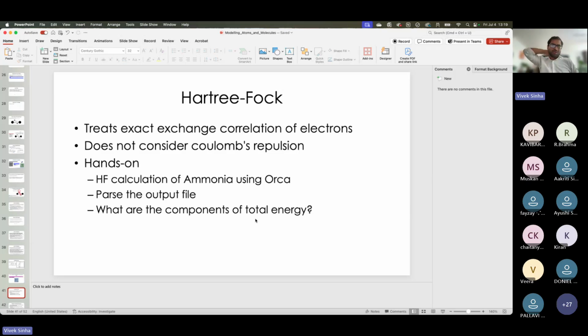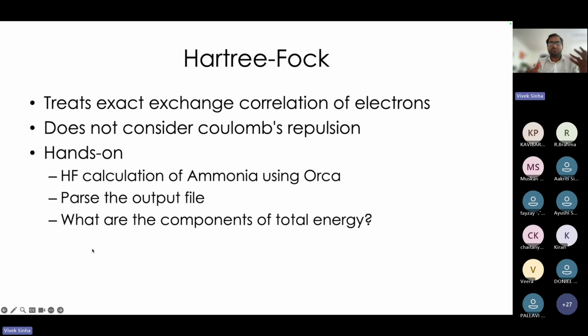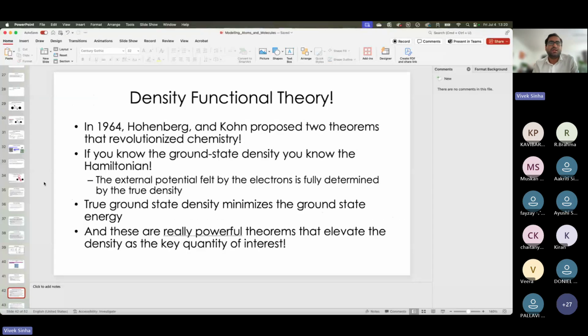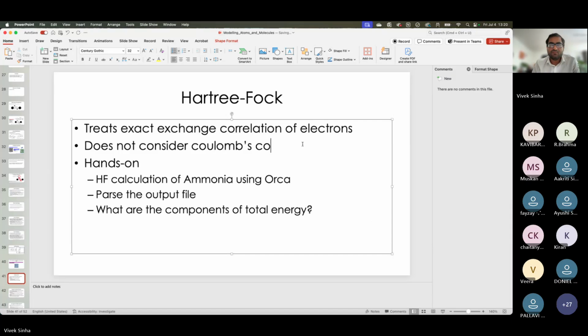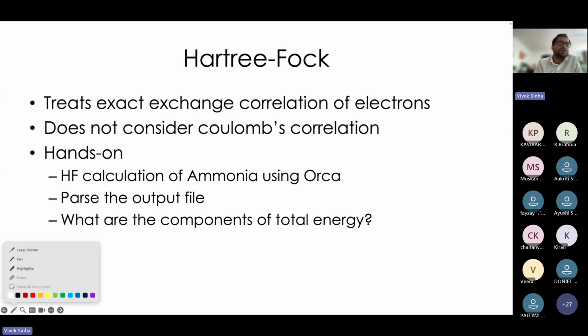So we looked into the components of total energy. We did a simple calculation. And again, to remind you, it does consider the Coulomb repulsion. This is actually not very correctly written. It actually does not consider the Coulomb correlation exactly, because it takes a mean field approach and makes an average of everything that you have here.